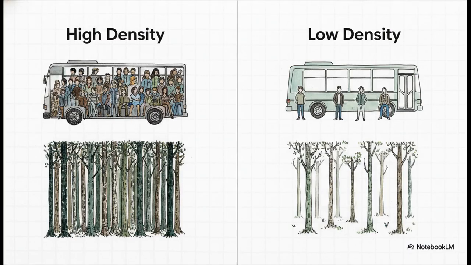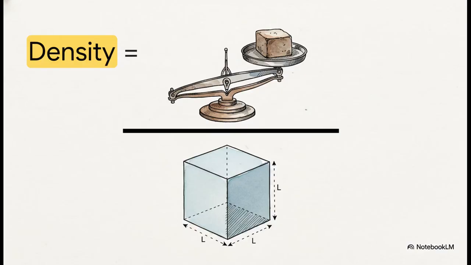I love these analogies because they make it so clear. Think of something with high density as being like a totally packed bus at rush hour, or a super thick forest where you can barely walk. And low density? That's like the same bus with only a few people on it, or a wide open forest with trees spread way out. And if you want to get scientific about it, the formula is actually really straightforward. You just take the mass of an object and divide it by its volume. That's it. Density equals mass divided by volume.